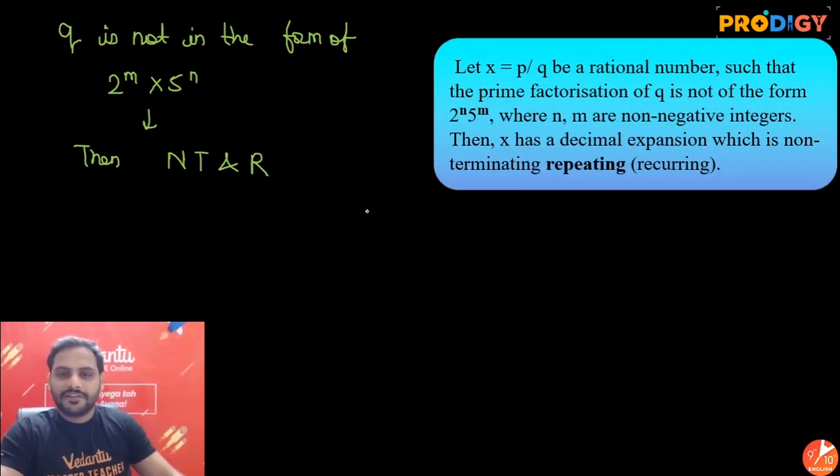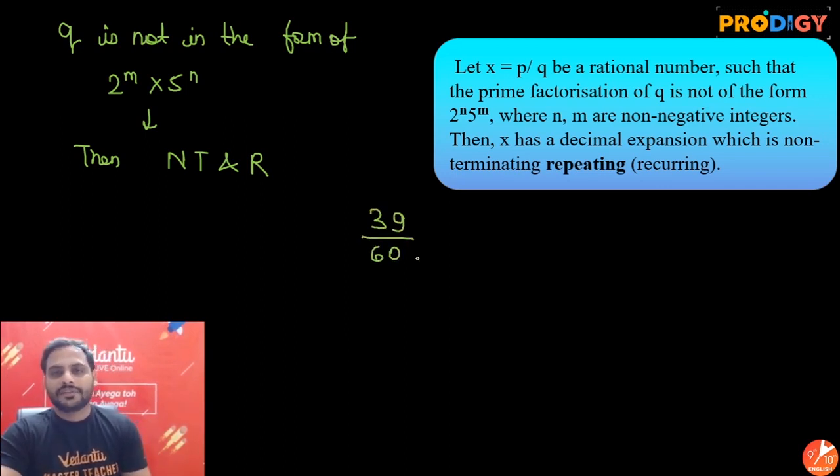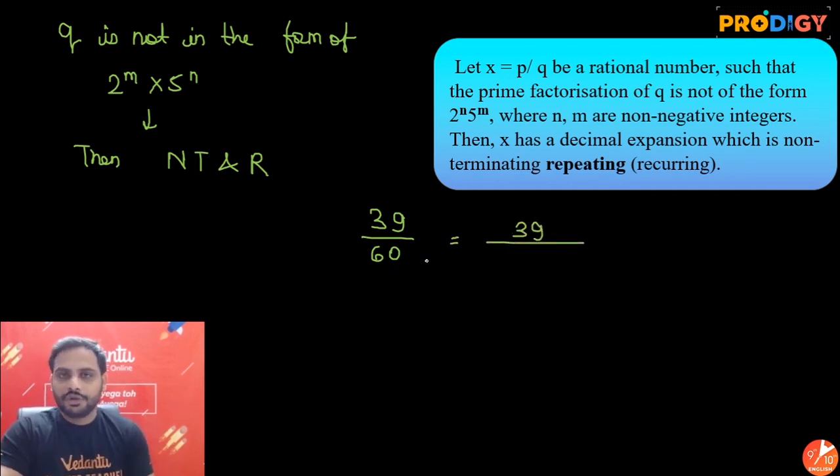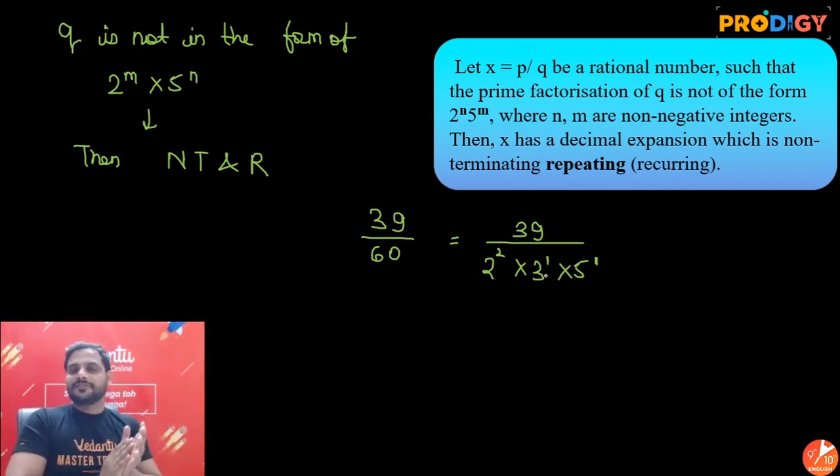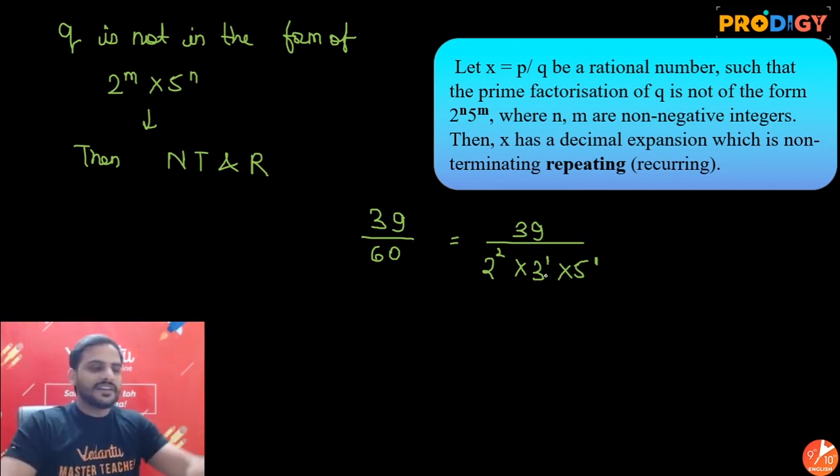ठीक है? For example, if I give you 39/60 and if I ask you whether it is terminating or non-terminating, so if you do prime factorization of 60, beta, you will get 2 square into 3 raised to the power 1 into 5 raised to the power 1. अब देखो बेटा, you will say देखो sir 2 and 5 are present, but other than 2 and 5, 3 is also present. Simple सी बात है बेटा, only 2 and 5 are allowed.